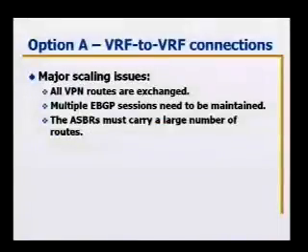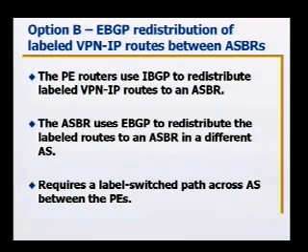Well, what's the problem with this approach? The problem is exactly that. We're exchanging all the VPN routes. It's a lot of routing exchange. On top of that, we have multiple eBGP sessions that need to be maintained to accomplish this. And given that the PEs are normally not the ASBRs, the ASBR must carry a large number of routes and VRF state. So let's refine this solution.